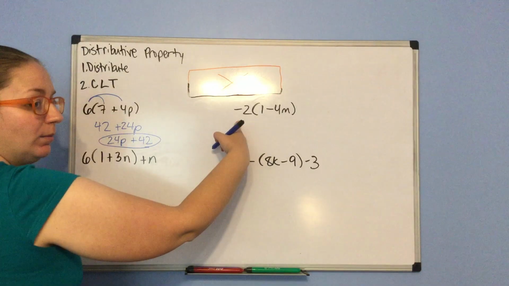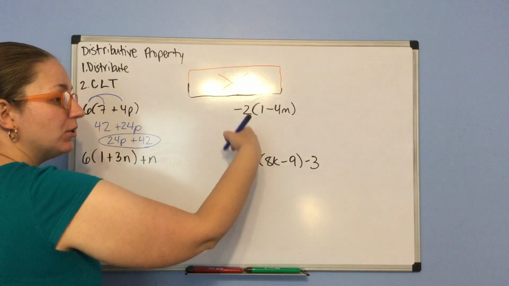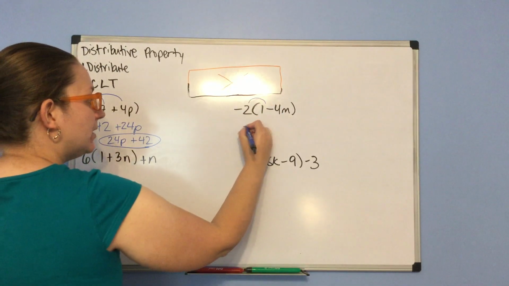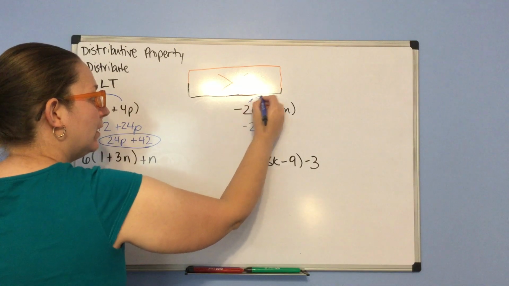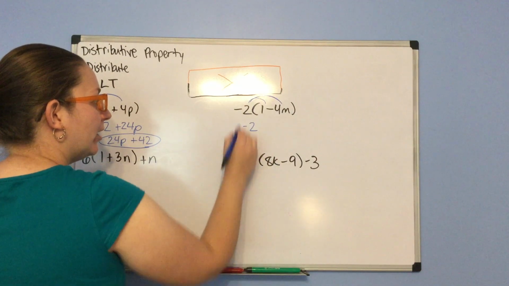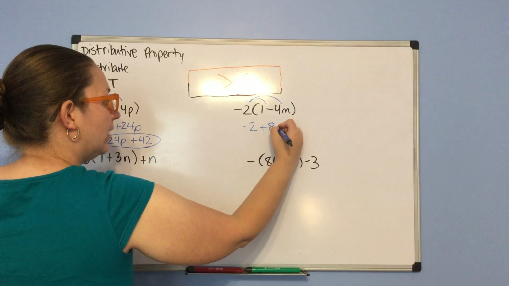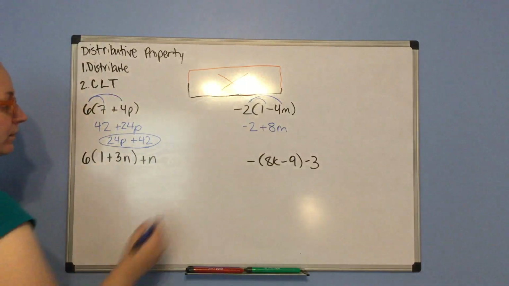If you have a negative number in front, it still works the same. Just make sure you distribute that negative number. Negative 2 times 1 is negative 2. Negative 2 times negative 4m. Negative times negative is positive. 2 times 4 is 8. And then the m part stays the same.